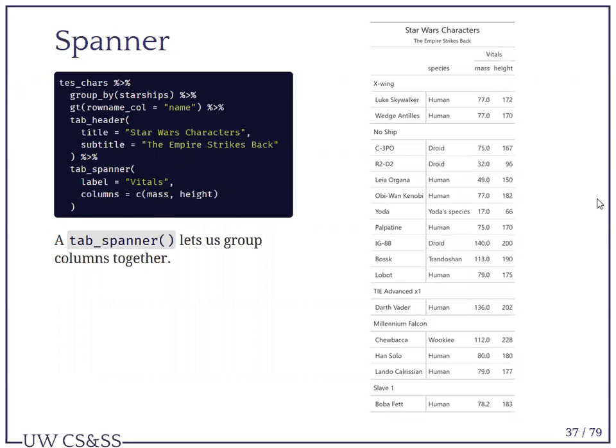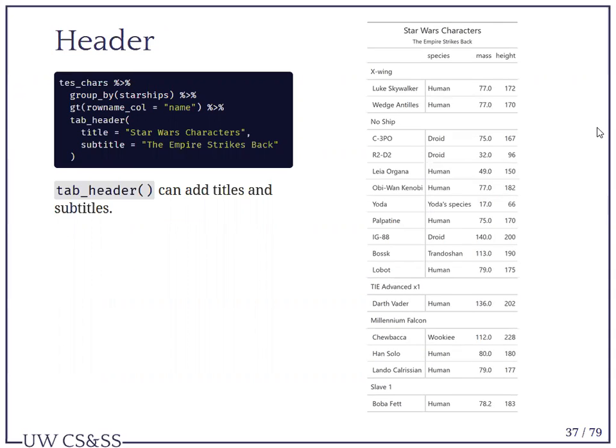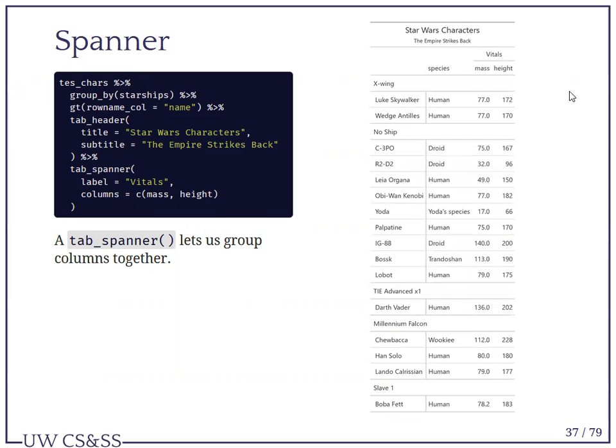we can span over sets of columns. So here I've added the tab spanner function, the label vitals, and said for the columns mass and height. And we've added up here vitals under one heading.